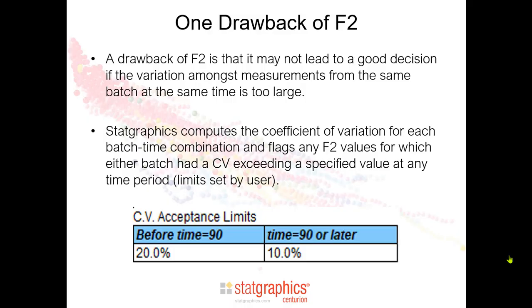A drawback of F2 is that it may not lead to a good decision if the variation amongst measurements from the same batch at the same time is too large. Statgraphics computes the coefficient of variation for each batch time combination and flags any F2 values for which either batch, the test or reference batch, had a coefficient of variation exceeding a specified value at any time period. The limits for the coefficient of variation are set by the user, and usually there's a different limit at early time periods than for later time periods. In this case, the maximum allowable coefficient of variation before 90 minutes is 20%. At 90 minutes or later, the maximum allowable CV is 10%.